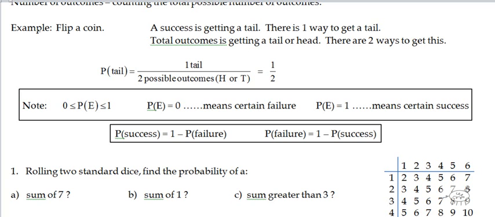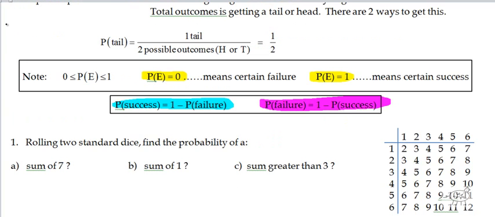When the probability is equal to 0, it means certain failure. When the probability is equal to 1, it means certain success. Now, a couple different things here. I can say the probability of success is just equal to 1 minus the probability of failure. So if I know the probability of failure is like 0.2, I can say success is 1 minus 0.2 or 0.8. The reverse is true too. If I gave you success, I can find out the probability of failure is 1 minus probability of success.